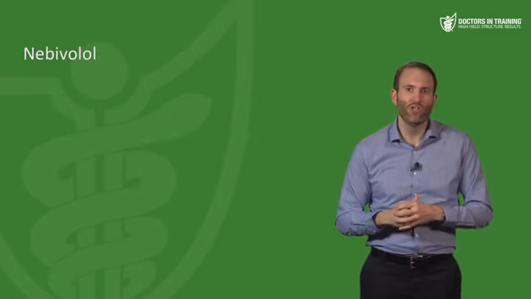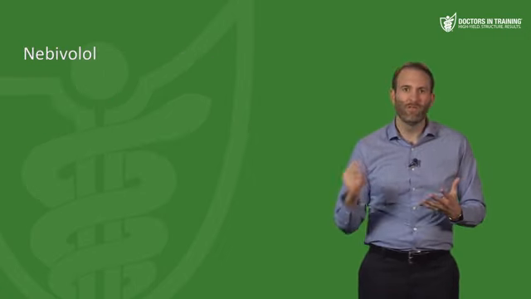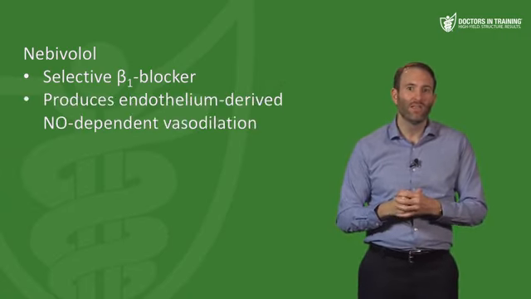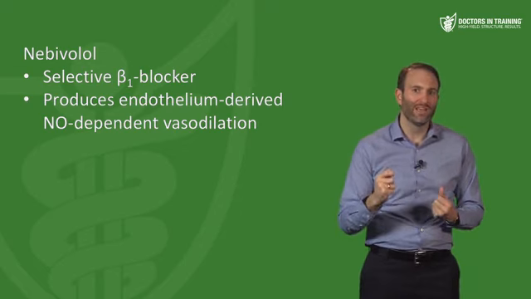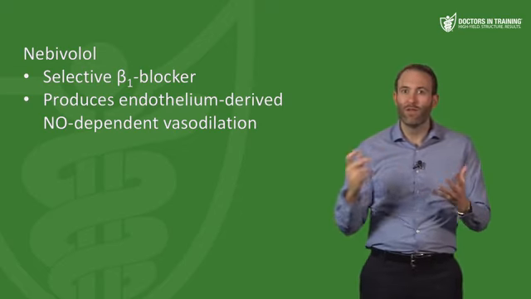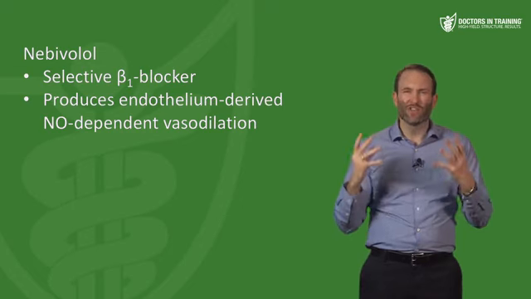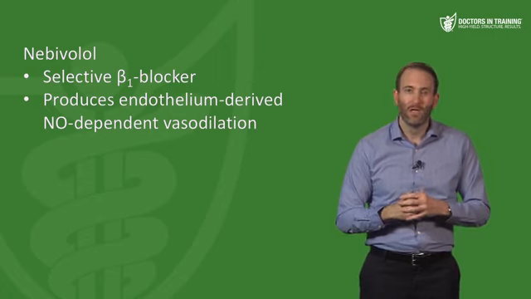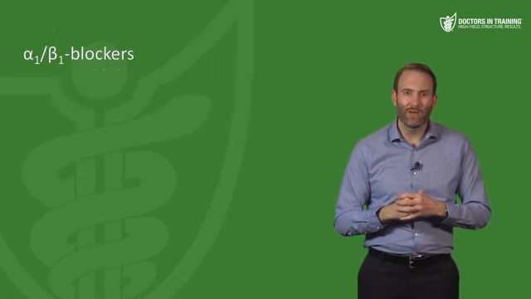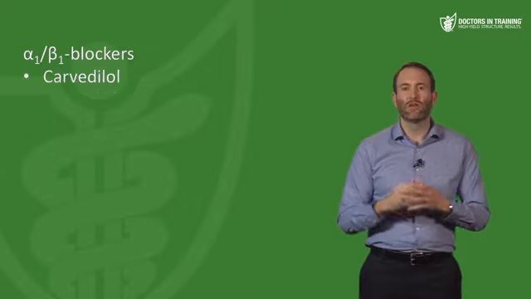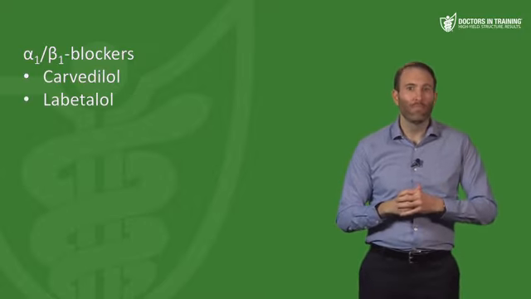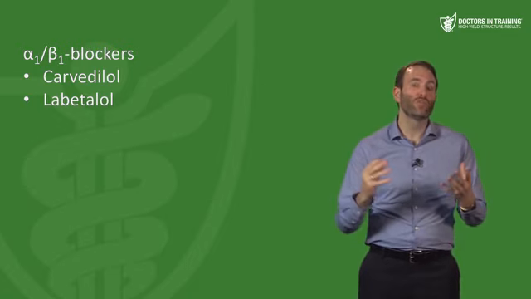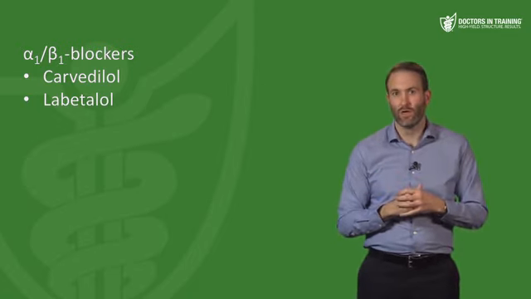Now, there's another unusual beta blocker named nebivolol. So nebivolol is a selective beta-1 blocker, which isn't all that exciting, but it also stimulates endothelium-derived nitric oxide-dependent vasodilation. So for nebivolol, remember beta-1 blocking, and then you're also getting this nitric oxide action, and it's causing vasodilation in the periphery. And then finally, we have another kind of weird one, hybrid alpha-beta blockers. These include things like carvedilol and labetalol. They block at alpha-1 and beta-1, so you get the regular beta blocker effect, but you also get that really nice peripheral vasodilation as well.